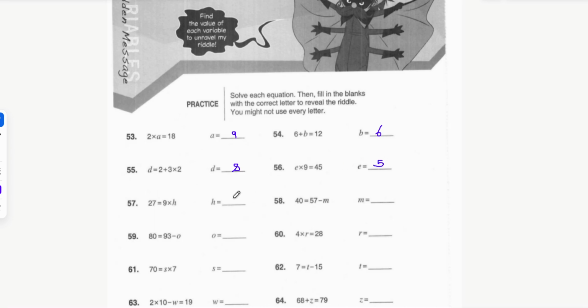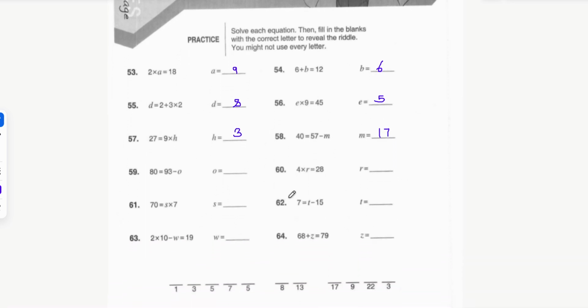27 equals 9 times h. H equals 3. 40 equals 57 minus m. 57 minus 40 is 17. So m equals 17. 80 equals 93 minus o. So 93 minus 80 is 13. 4 times r equals 28. 28 divided by 4 is 7.